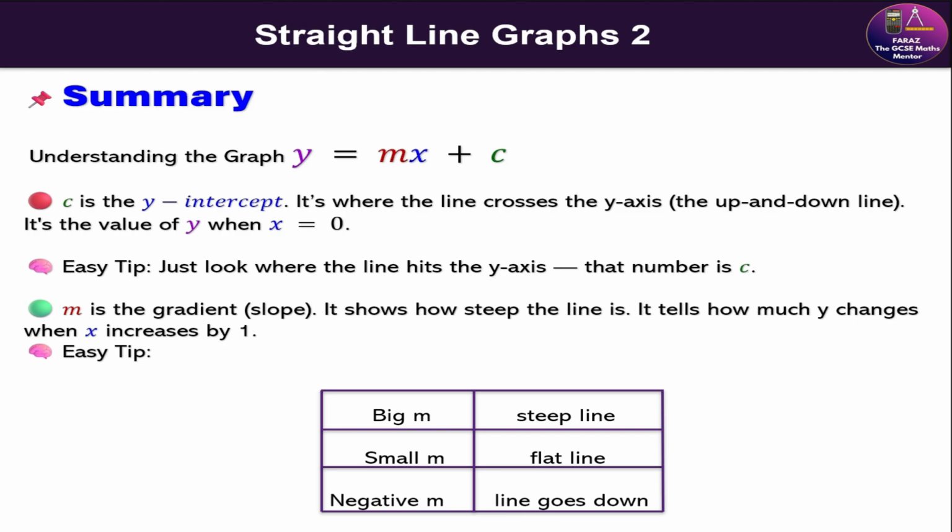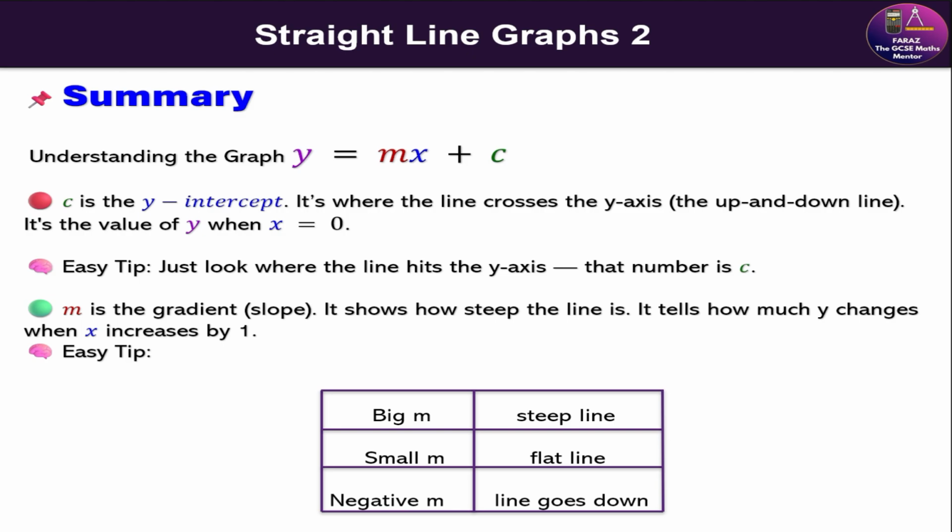And here's a golden rule. The value of y when x equals 0 is always your c. Let me repeat it. The value of y when x equals 0 is always your c. So if the line crosses at 6, that's your c value right there. Quick tip from me, just glance at the y-axis. Where your line hits it, that's your intercept.